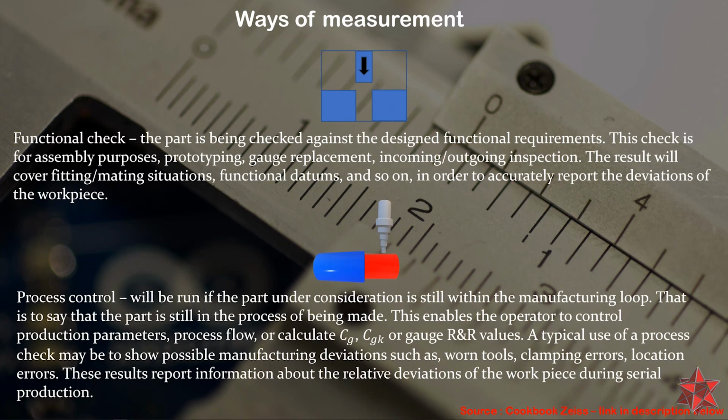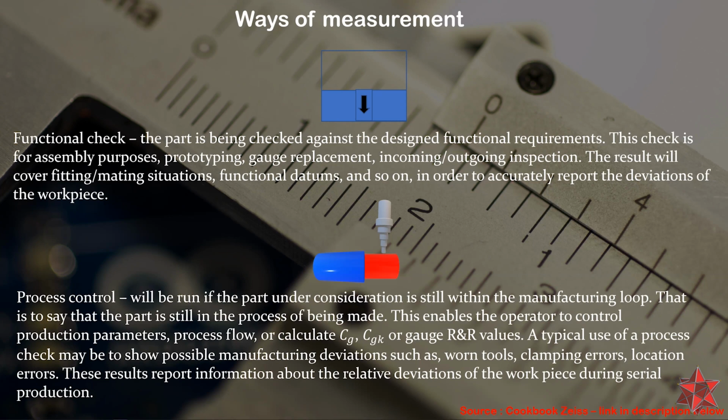Functional check. The part is being checked against the designed functional requirements. This check is for assembly purposes, prototyping, gauge replacement, incoming and outgoing inspection. The result will cover fitting, mating situations, functional datums, and so on, in order to accurately report the deviations of the workpiece. Process control will be run if the part under consideration is still within the manufacturing loop.